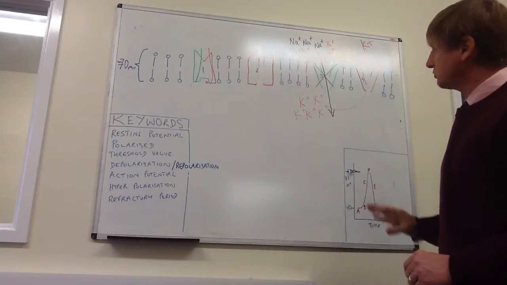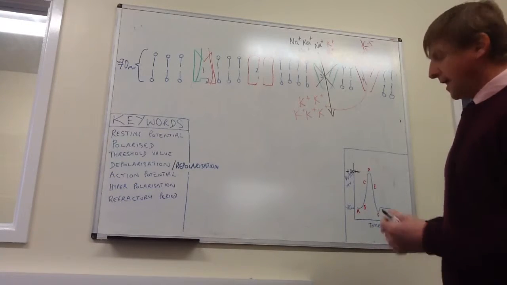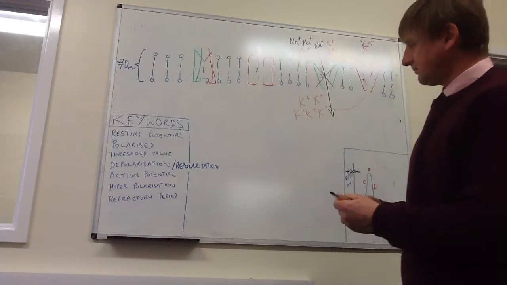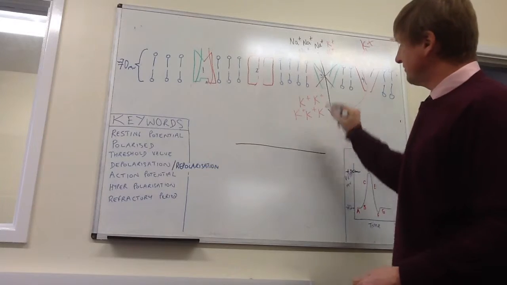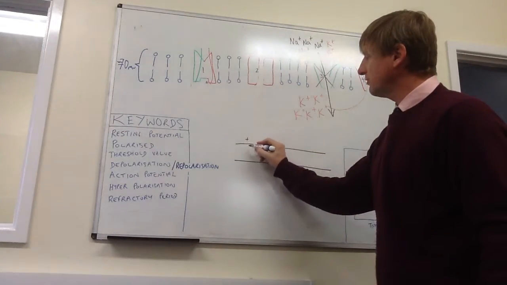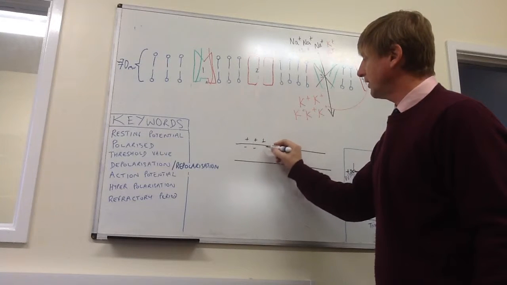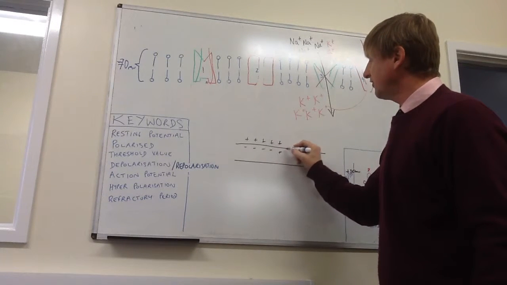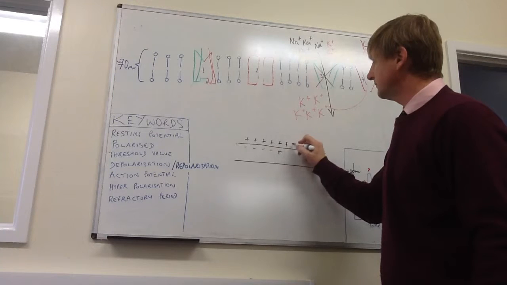But before we do that, I just want to mention a couple of things. In our neuron, which I've drawn a very specific part of the membrane here, but if we just talk about a much bigger part, we start off with plus, minus, plus, minus, plus, minus, plus, minus. This is the resting potential.